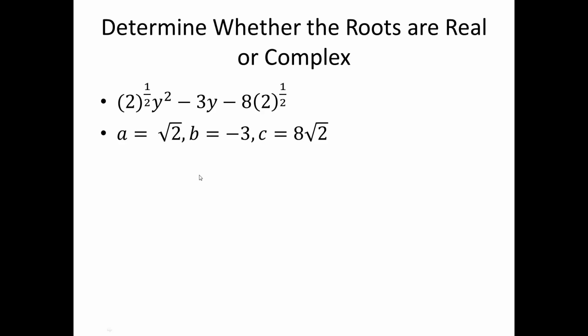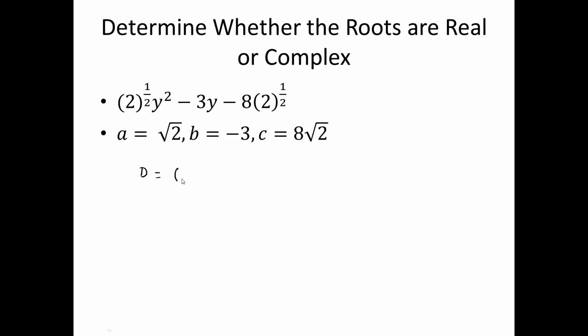Okay, let's look at this one. We have 2 to the 1/2 power times y squared minus 3 times y minus 8 times 2 to the 1/2 power. Now don't let these 1/2 powers confuse you. Remember, the bottom number in a fractional exponent is just telling you what the root is. So that's the square root of 2, that's a, negative 3 is b, and then 8 times the square root of 2 is c. So let's plug this into our formula and see what it looks like.